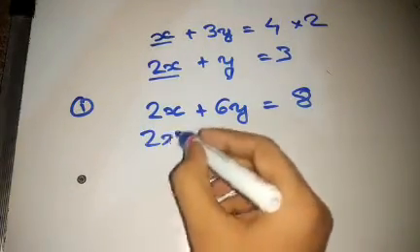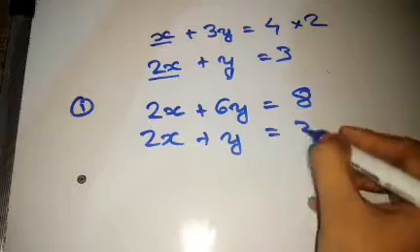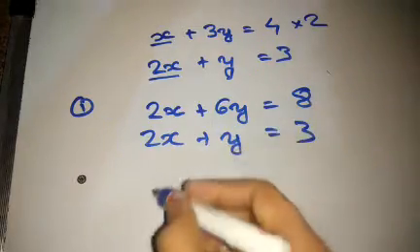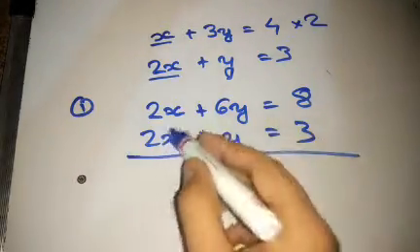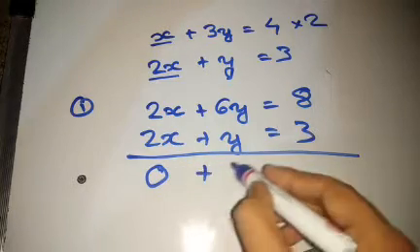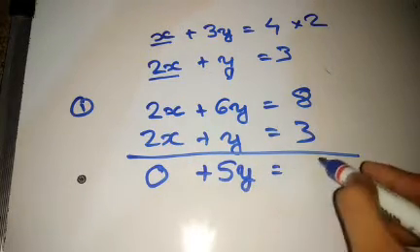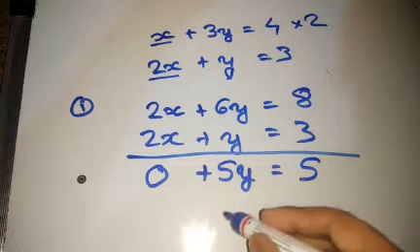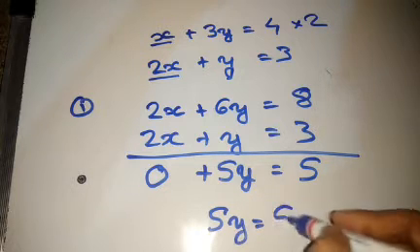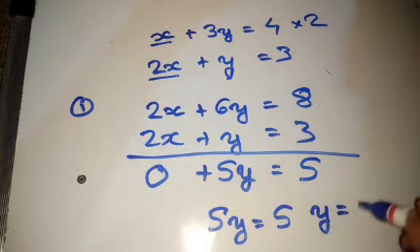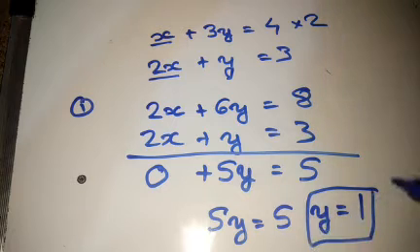And the second is 2x plus y equal to 3. This one. So on subtracting, we will get 2x will cancel. Here we will get 5y, and here we will get 5. So 5y equal to 5, and y will be 1. This will be the answer, y equal to 1.